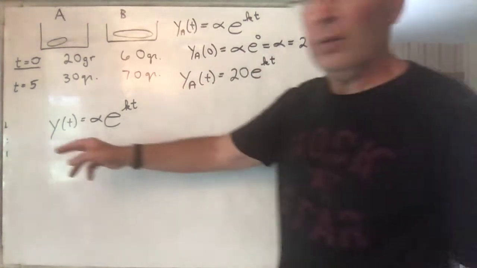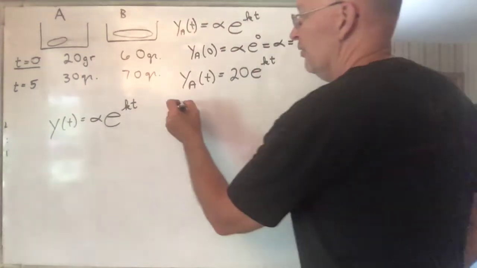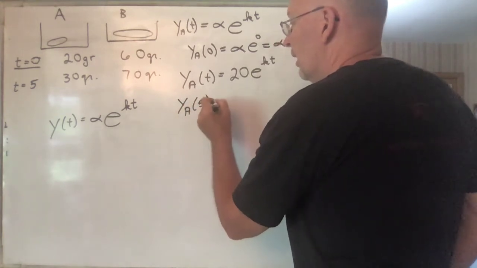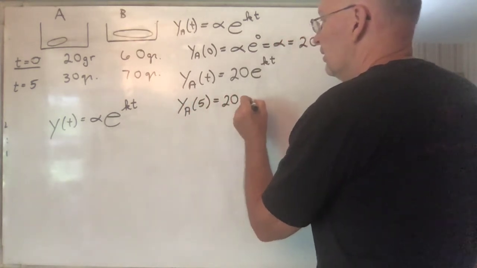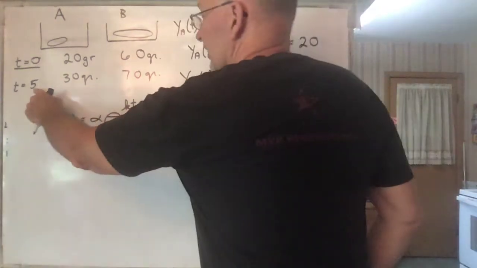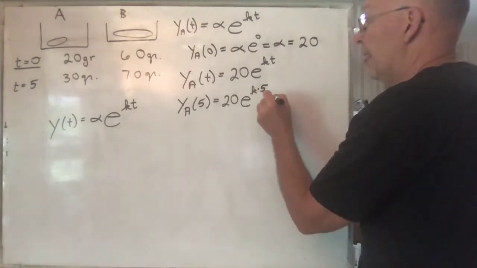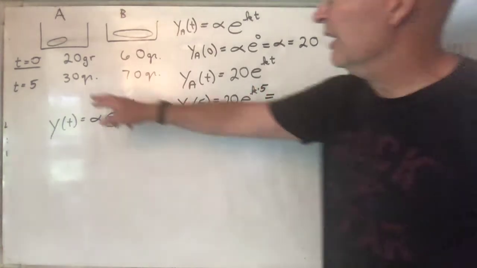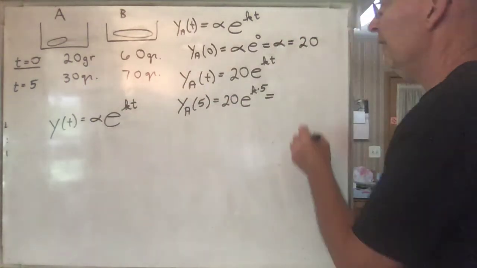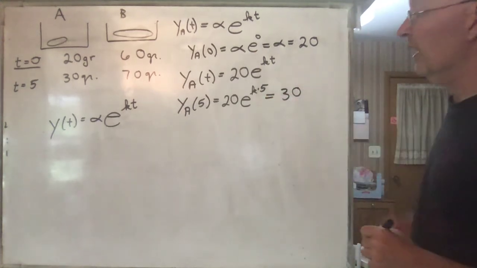Now what else do I know? I know that at time equal to 5, it's going to be equal to 30. So let's plug that in. If I put in 5 here, I'm going to get 20 times e to the k times, and now t is equal to 5, so it's going to be 5 times k, and that is going to be equal to, what's the amount of bacteria at time equal to 5? It's equal to 30. So now we can solve this for k.